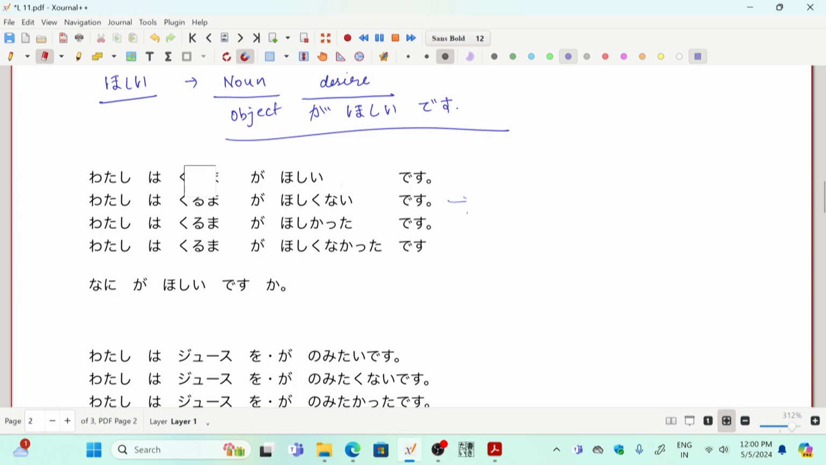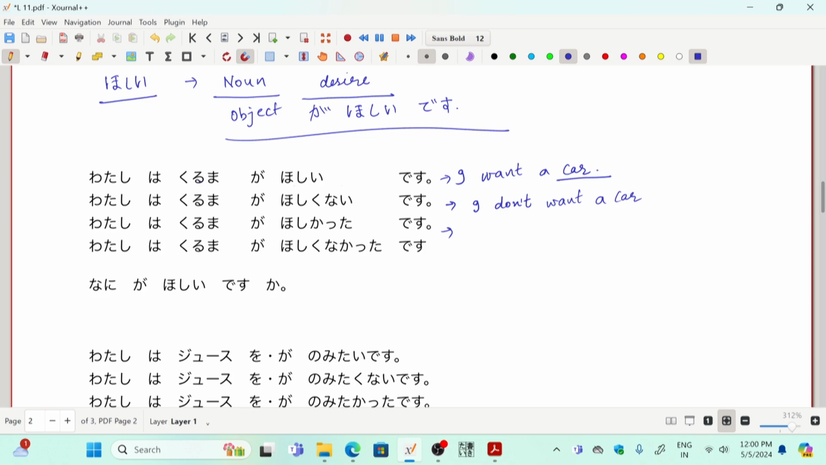So in the first sentence we have said watashi wa I kuruma ga hoshii desu. I want a car. So kuruma is car. In the next sentence it is negative. I don't want a car. Watashi wa kuruma ga hoshiku nai desu.